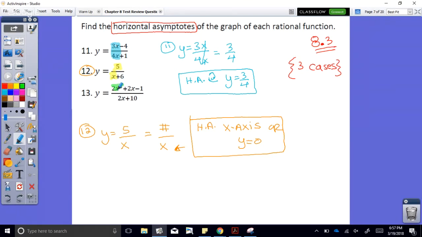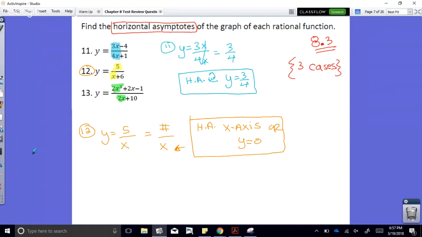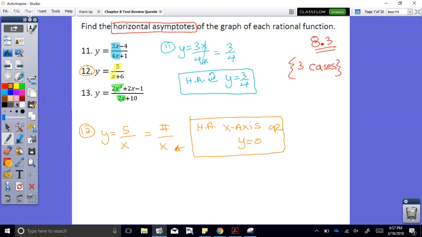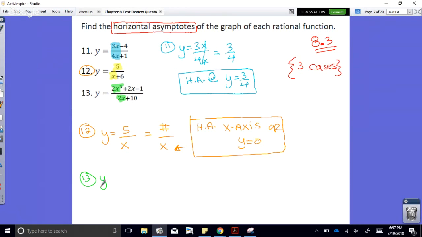Okay, case 3, again, I have my lead term, so I have my 2x to the third and my 2x. So if I look at this as 2x to the third over 2x, the 2's cancel, one of the x's cancels, and I'm left with x to the second. Notice how this time there are no more x's in the bottom. If you end up with no more x's in the denominator, then that means there's going to be no horizontal asymptote, and that is my case 3.